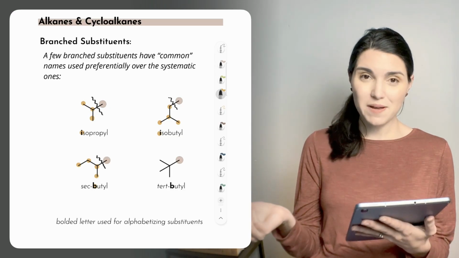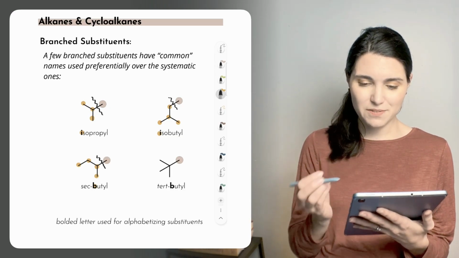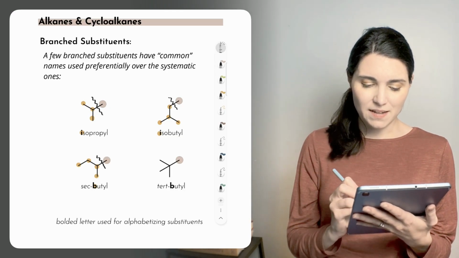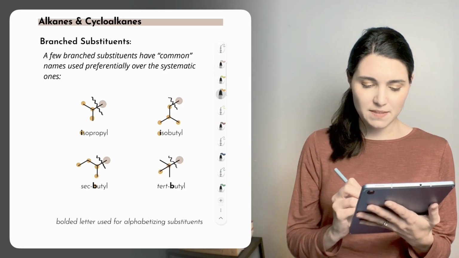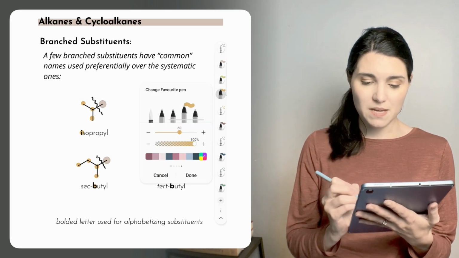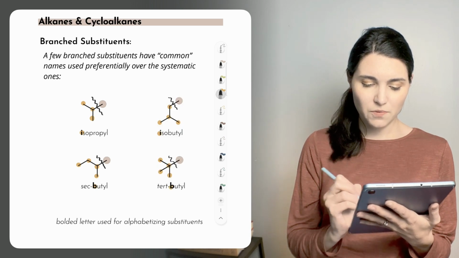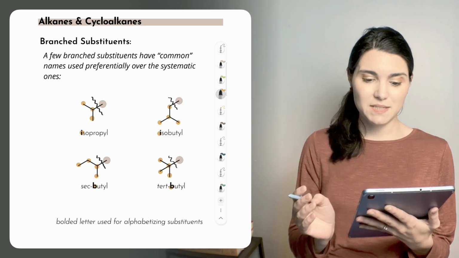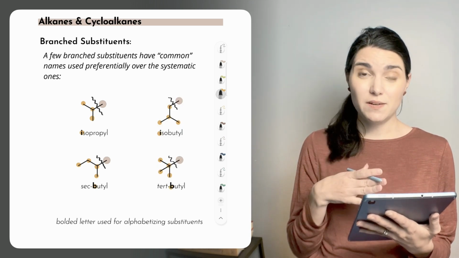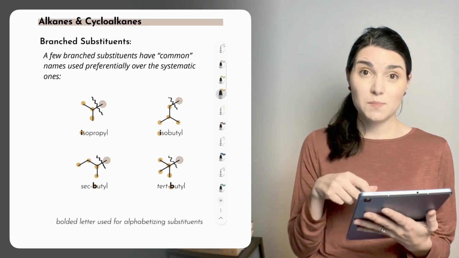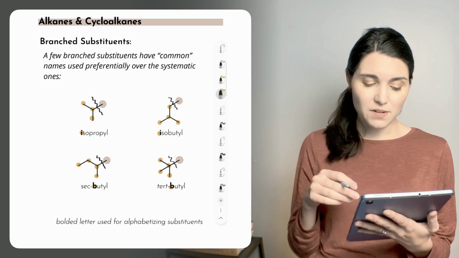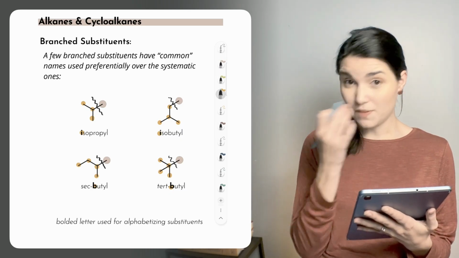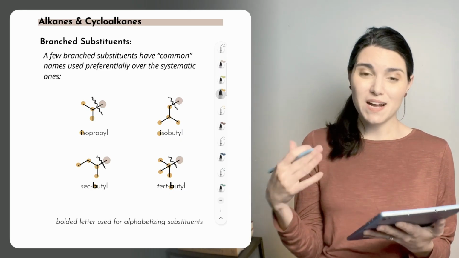I do not know why, but this is how it goes. So the B is used for alphabetizing, and then this is tertiary butyl or tert butyl, and it's the same thing. The B is used for alphabetizing that substituent. So make sure that if your professor uses these names for these branch substituents that you memorize them because they're useful, especially the tertiary butyl group. I feel like that one comes up a lot when you learn reactions later.